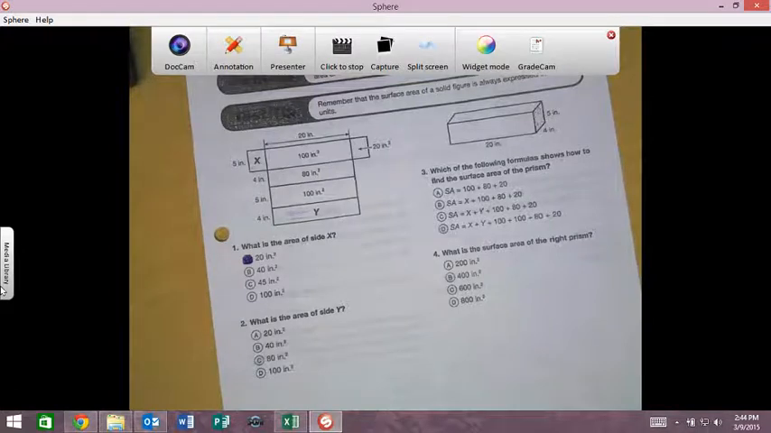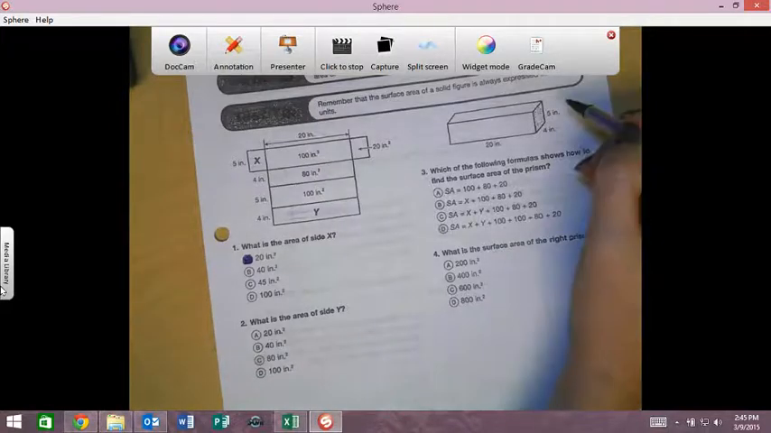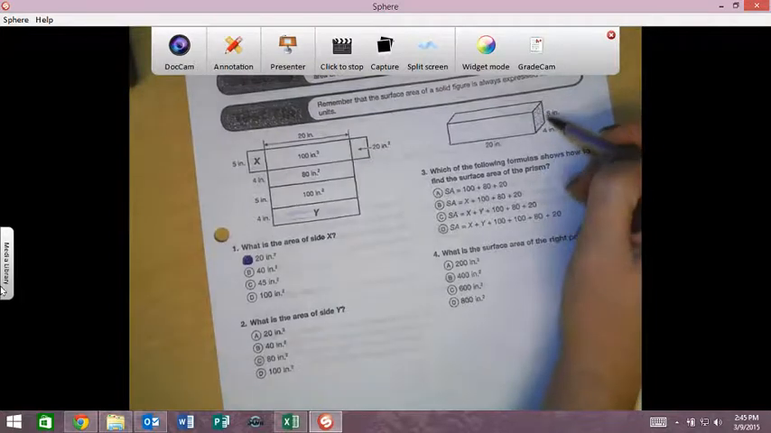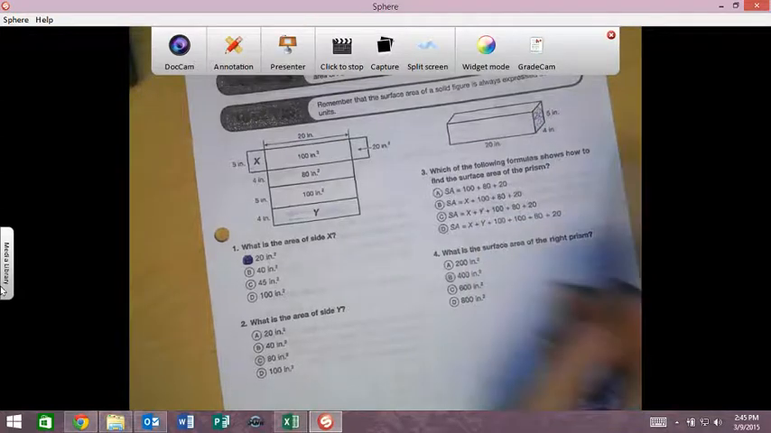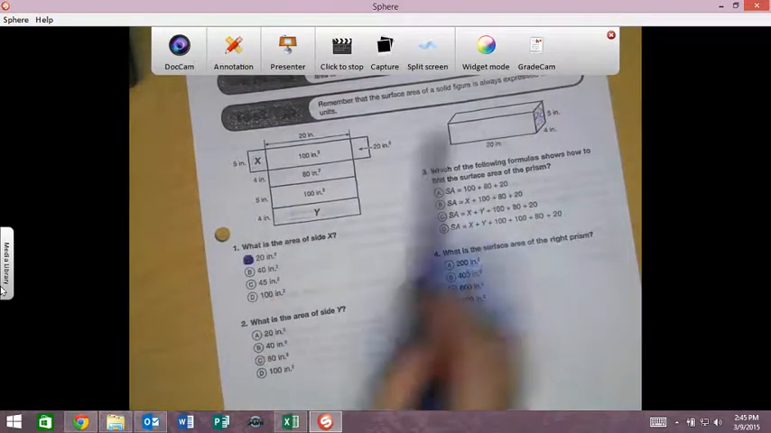On number 3, it says, which of the following formulas shows how to find the surface area of the prism? Well, in order to find surface area, remember, we're just finding the area of each of the individual shapes and then adding them together. So we have 3 different size rectangles, and we have 2 of each of those rectangles. So you would do 5 times 4, which is going to be 20, but you have 2 of those sides. Okay, you have this side over here also. These are the same one.